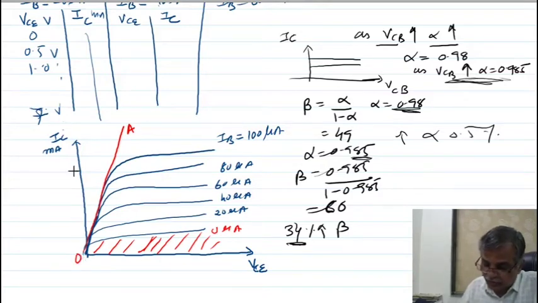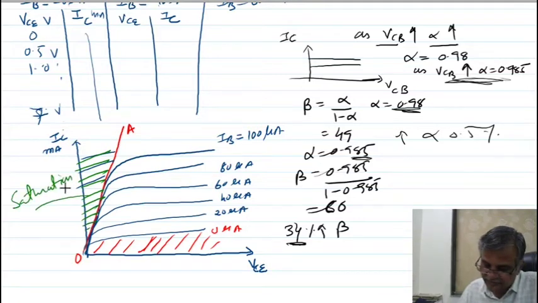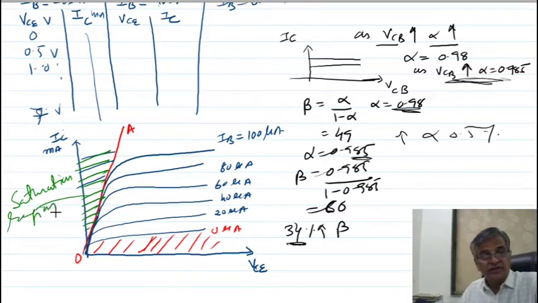This side I am showing you the saturation region. This is called saturation. Here both the junctions are in forward bias. And the ratio of the collector emitter voltage to the collector current is called the saturation resistance of the transistor.